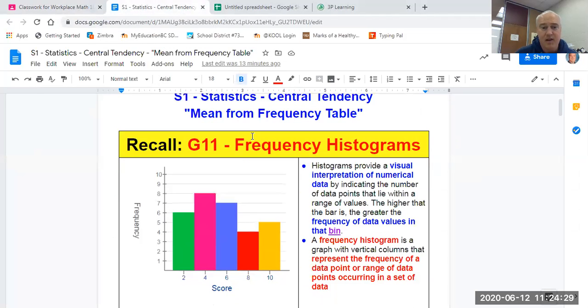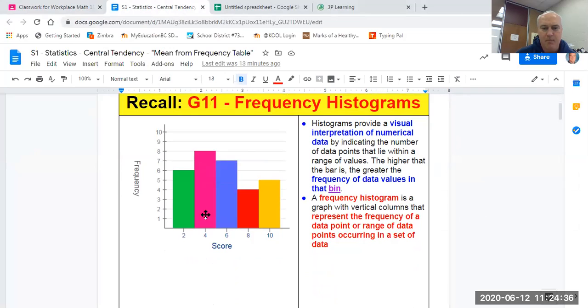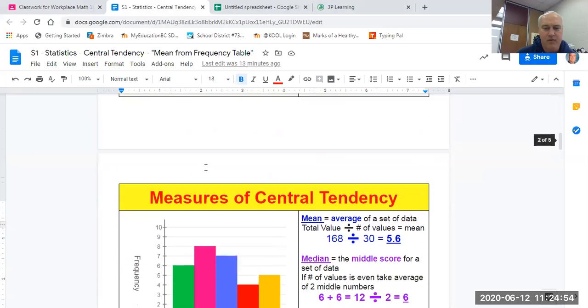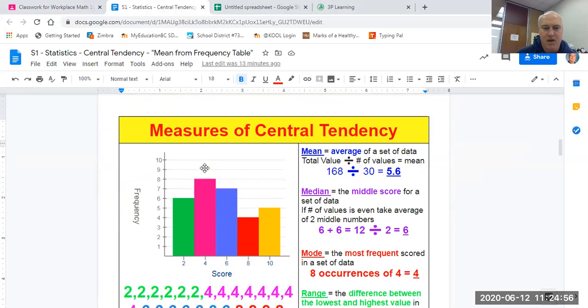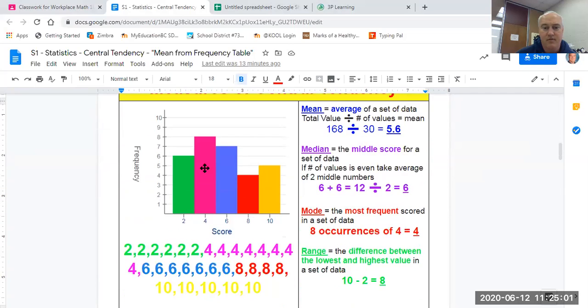So basically, if you recall from our graphing unit, when we talked about frequency histograms, you can hopefully remember this type of graph, a frequency histogram graph. And in there, what we're seeing is that the occurrence of the number 2 in the data was 6 occurrences of that. The occurrence of number 4 was 8, and so forth. Now, what we discussed very briefly in that lesson was this idea of the measures of central tendency, which we're going to be discussing in more detail in the next few lessons.